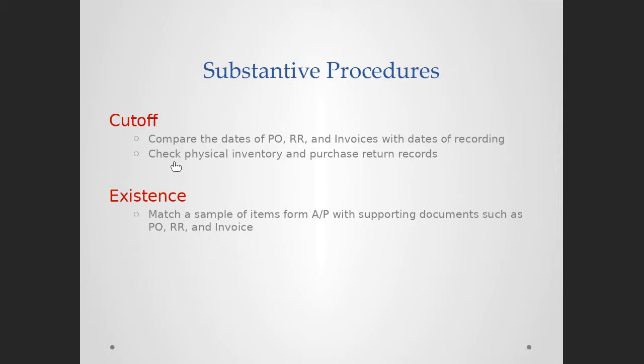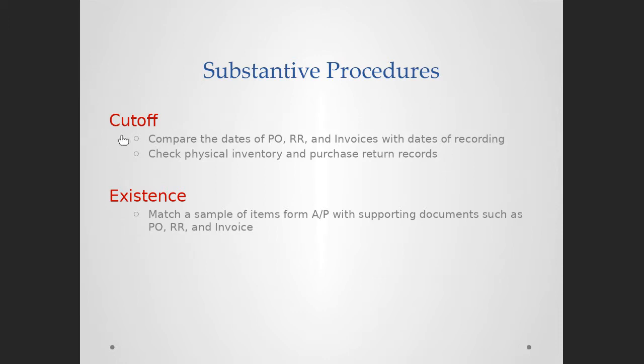The next thing we do also to check cutoff is the check of physical inventory and purchase return records. So physical inventory, right? Actually, do they have physically the inventory in the warehouse, and we can take a sample and look at that, or did they return it? So we can look at the purchase return records. And just a few minutes ago, we looked at the financial statements where we saw that purchase returns are not very common, right? So while we do this procedure, we may not find anything in the purchase return records because they may not have returned anything in this month of December.